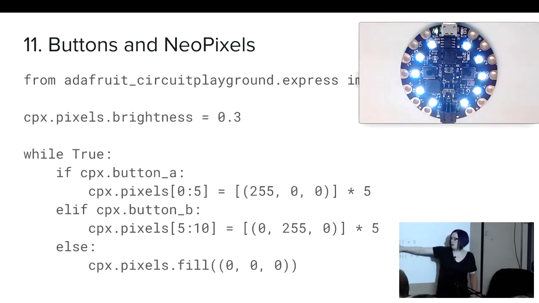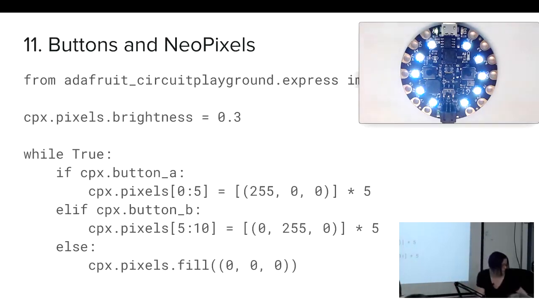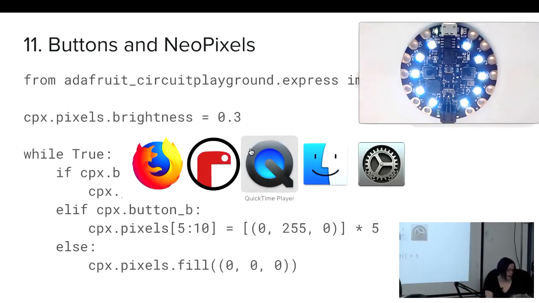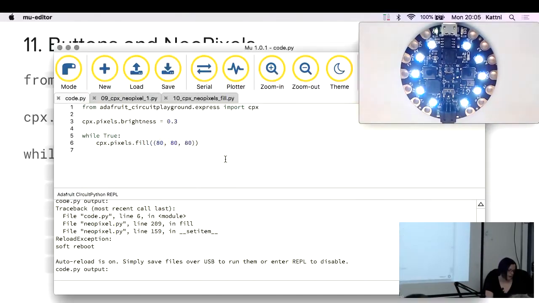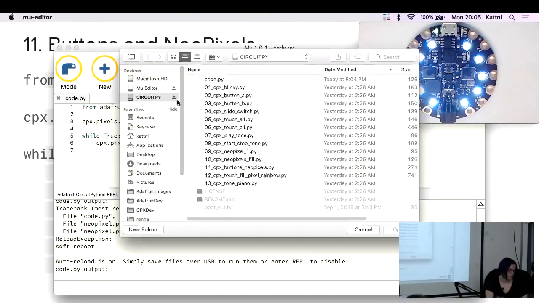So if the button's on, the first 5 are red. If the button's on, the second 5 are green. Otherwise, nothing's on. Notice that the slice uses brackets for the RGB. It's again because the slice is looking for a particular type of data, and that's what goes inside brackets. And it's doing that one argument, so you want the parens as well. And again, we're setting the brightness down a little with this one as well.